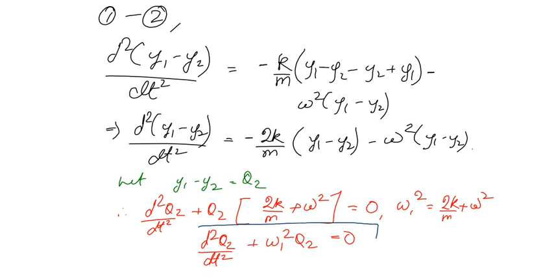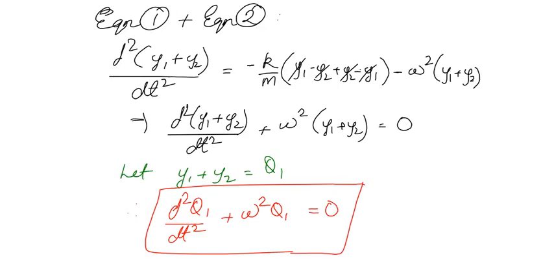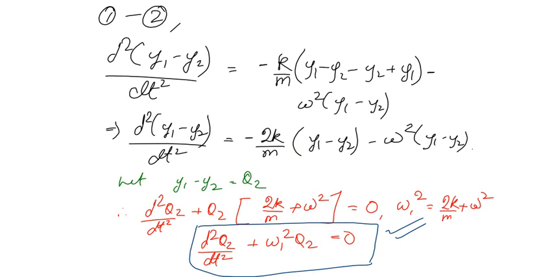This is your second equation of motion for the coupled system. So these are the two equations. This was the first equation and this is your second equation. So we've got the two modes, Q1 and Q2 modes. We'll discuss what the modes are.